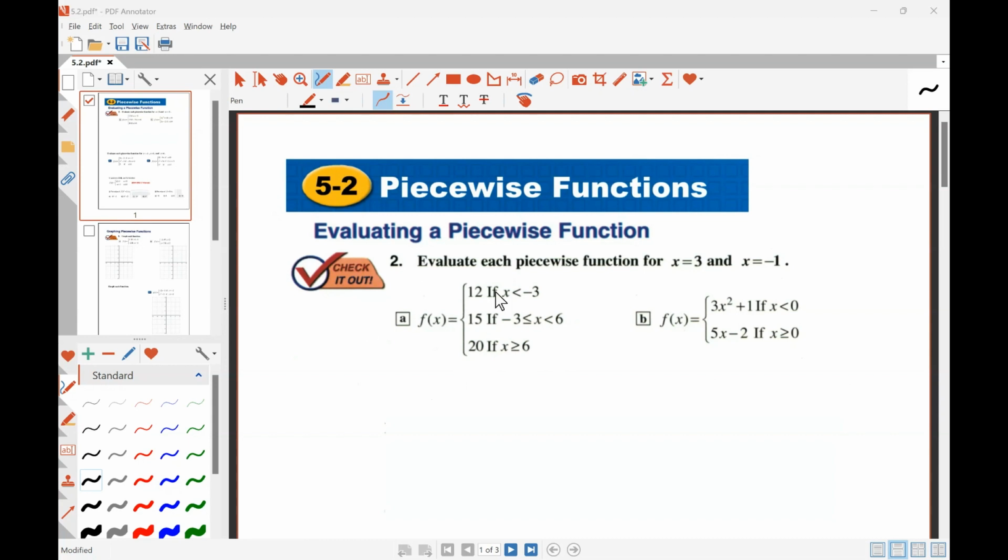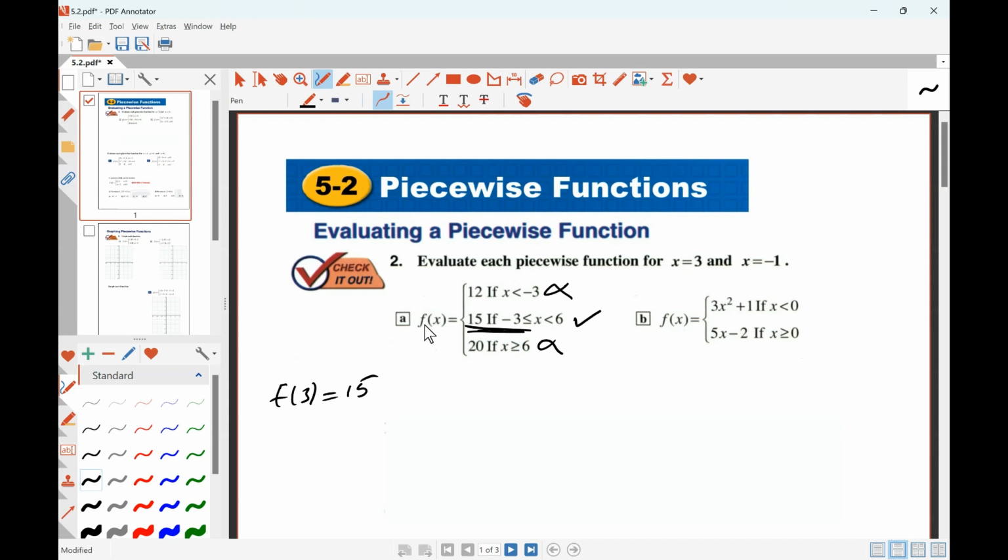So let's evaluate this function for x equals 3 first. What is f of 3? The first thing we need to check is which case we are in, where x equals 3. Is 3 less than -3? No, it's not. So that's not my function. Is 3 greater than 6? No, it's not. That's not my function either. Is 3 between -3 and 6? Yes, it is. So f of 3 will be represented by function 15.